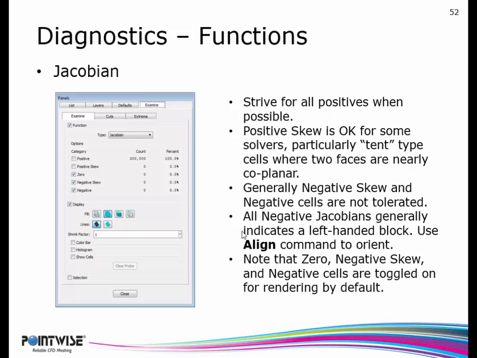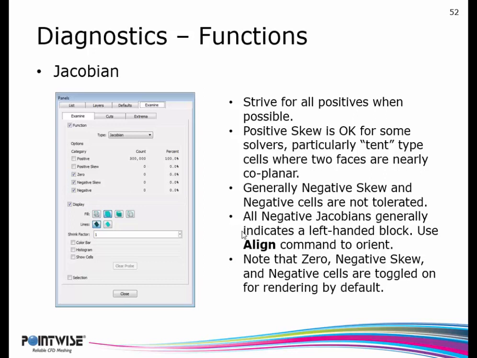So just a little bit more about Jacobians. Obviously we want all the Jacobians to be positive for all of our cells if possible. This is just from my experience, but I have found that in a number of cases positive skew cells can be okay for a lot of solvers, particularly if the cells are what I refer to as a tent type cell, which is essentially shaped like this, where you've got two edges of the cell that are almost collinear or coplanar. I've found that a lot of solvers are okay with those types of cells. Usually if your skewing is like a sheared cell, those tend to become more of a problem for a lot of solvers.